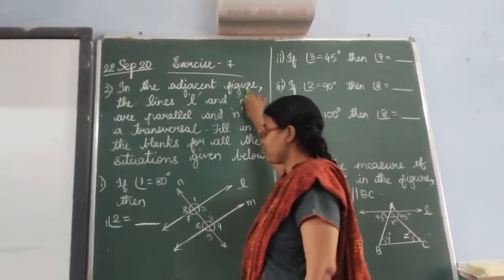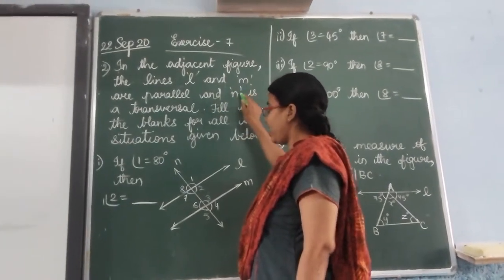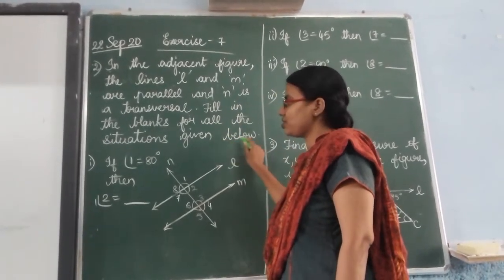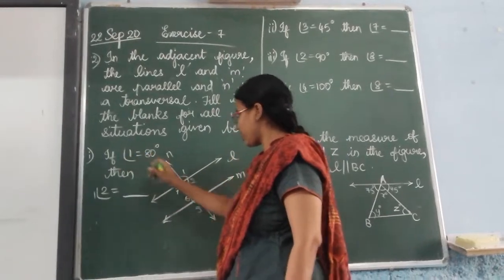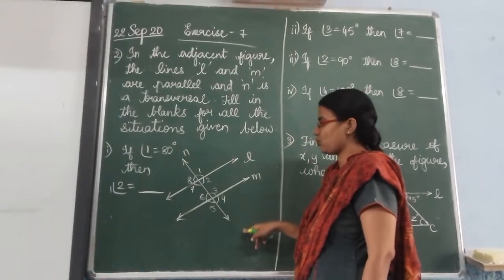Today let us start exercise 7, second problem, which I have copied already on the board. In the adjacent figure, the lines L and M are parallel. N is a transversal. Fill in the blanks for all the situations given below. If angle 1 is 80 degrees, this is the figure, these two are parallel lines and N is the transversal.